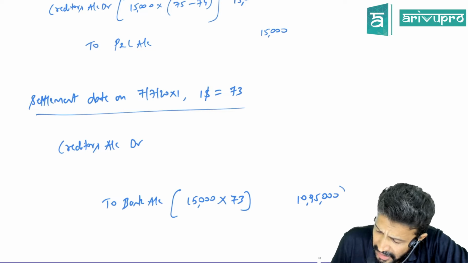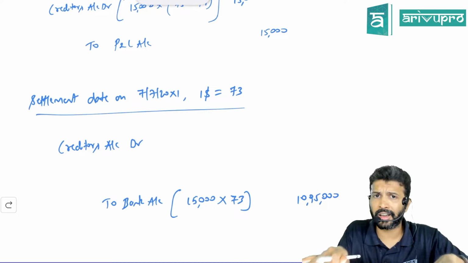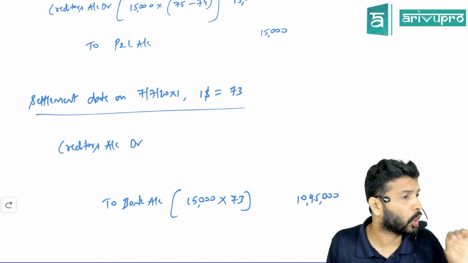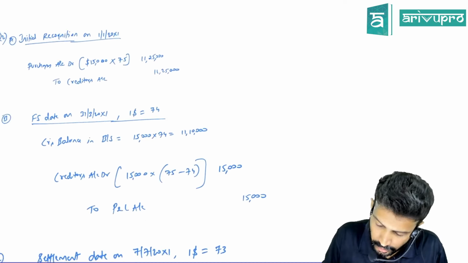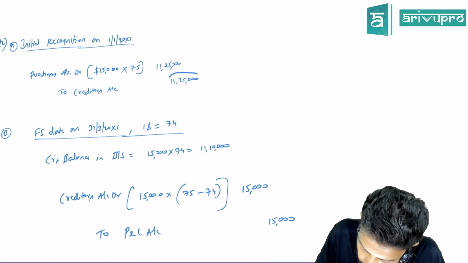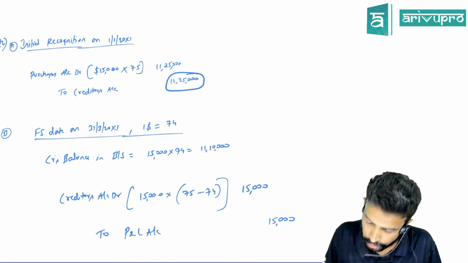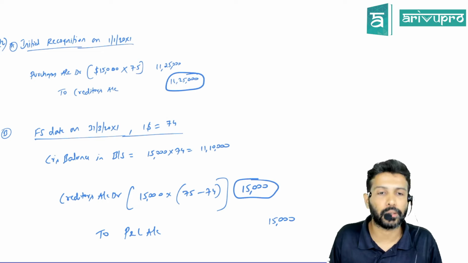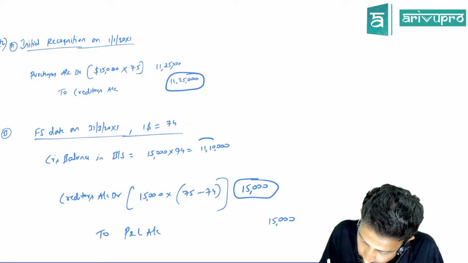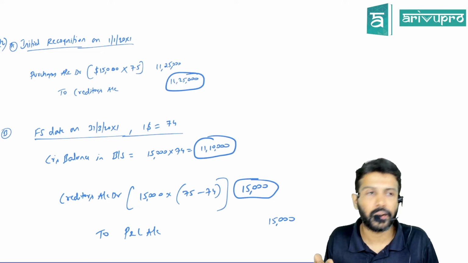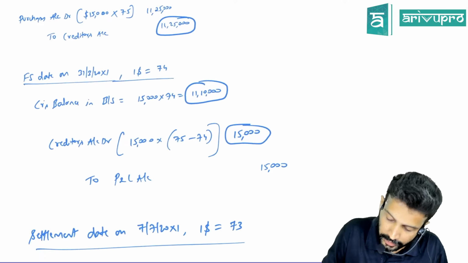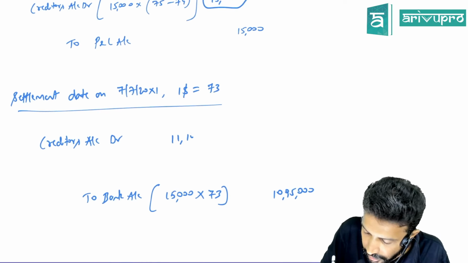But is the creditors' balance 10,95,000? Because you have settled the creditor, no? So the creditor account should be closed. Check, sir. Creditor's balance is how much? Initially you credited 11,25,000. Then you debited 15,000. So if you do the math, the creditor balance will be 11,10,000.